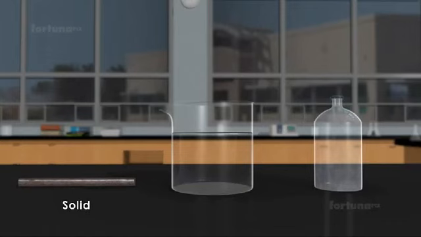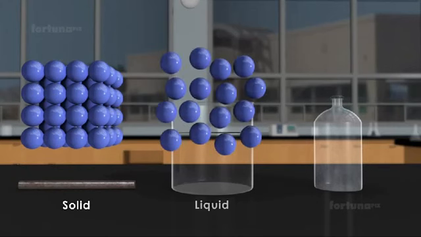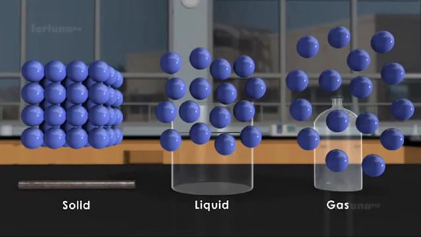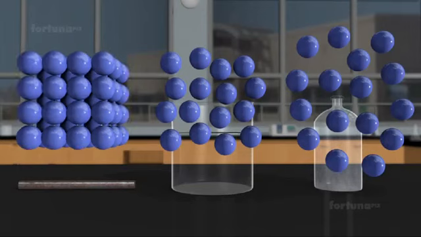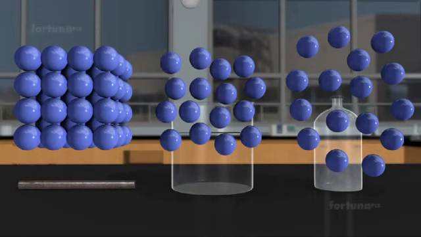We know that all objects are composed of molecules. Solids, such as an iron rod, have molecules that are more tightly packed than liquids, such as water, while the molecules in a gas are spread much further apart. We can describe density as how tightly the molecules are packed in a particular substance. The more tightly the molecules are packed, the denser the object will be. In the examples we compared, the iron rod is the densest of the three.